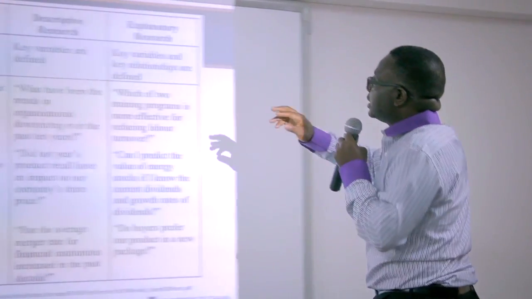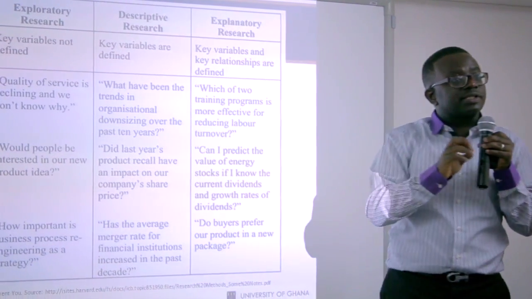So you see that you are combining different types of research, but in entirety, your key research question will tell you whether your research is what? Exploratory, descriptive or explanatory. So somebody can be doing a descriptive research, but some of their sub-questions will start with the exploratory, then lead to what?